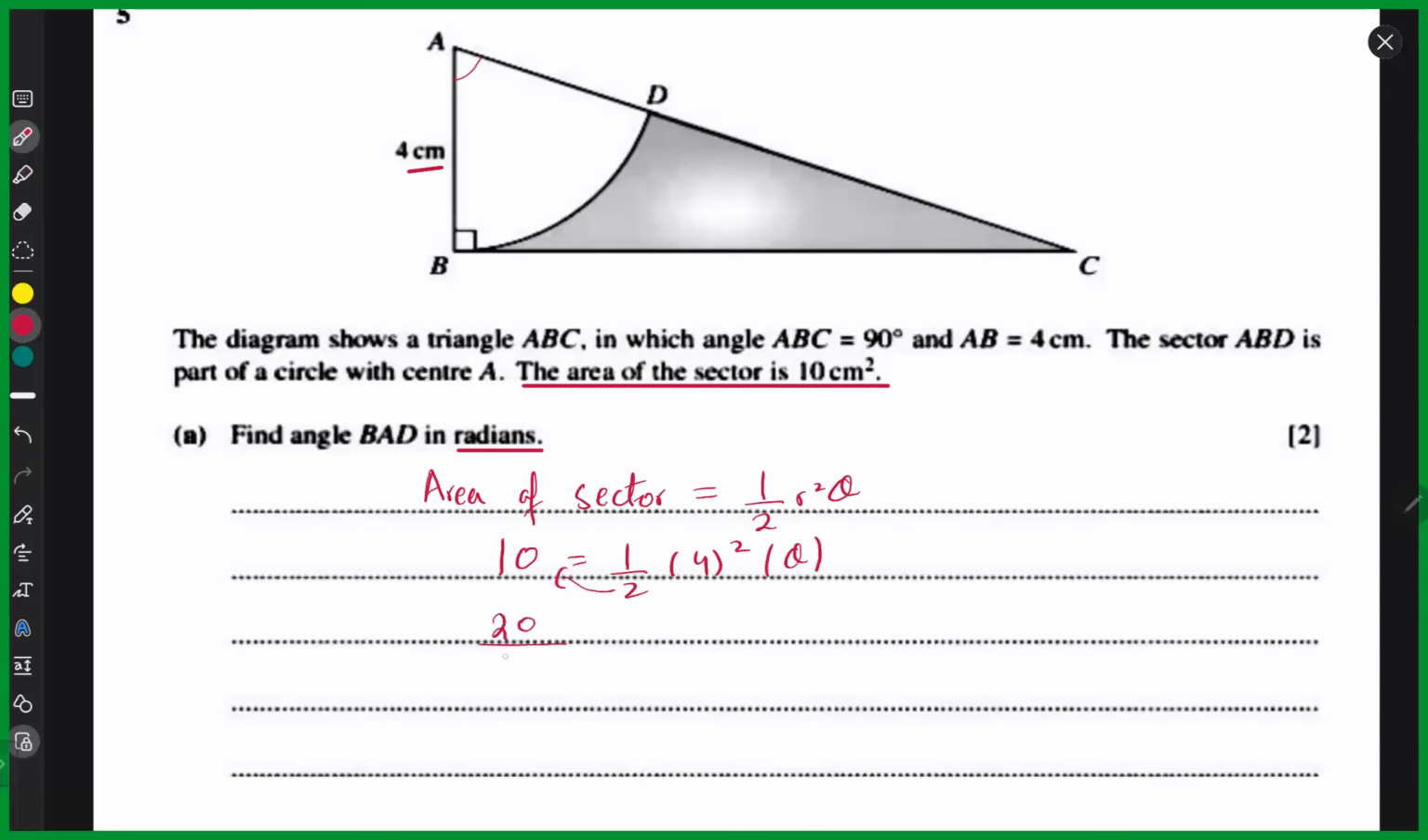20 divided by 4 squared, which is 16, equals theta, and you can just simplify your answer to find the exact value. So 20 divided by 16, it would be with reference to 4. And finally, theta is going to be 5 by 4, so it would be 1.25 radians. Okay, this is going to be the answer.